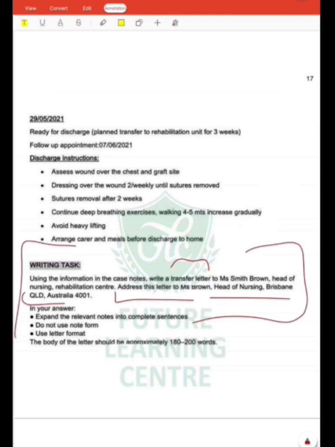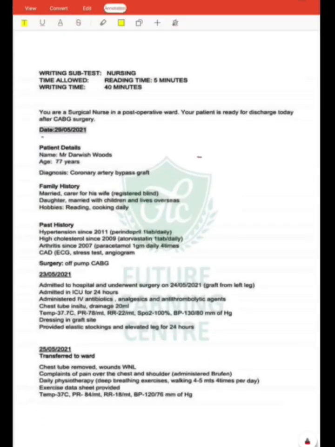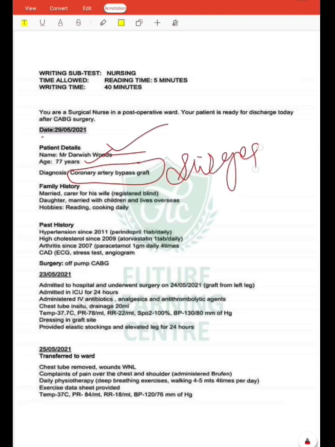We have understood it. This is a transfer letter, and we have to write it to Miss Brown, and the rest of the address is given. We will move to the rest of the information. The patient name is Davish Woods. We will write it down, so it is important. Age we are going to mention, so it is important. Diagnosis is CABG. CABG is a procedure or surgery, open heart surgery, so it cannot be a diagnosis. Diagnosis is given in the past history: hypertension, high cholesterol, arthritis, and CAD.